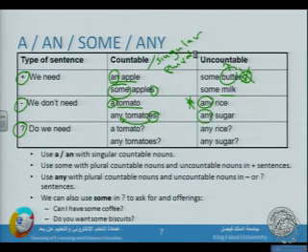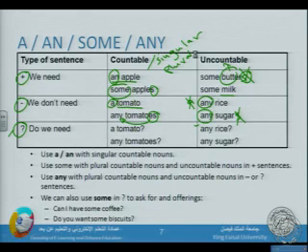We don't need any sugar. You can't say "any sugars". That is wrong, because sugar is uncountable, and uncountable nouns do not admit plural. As for the questions: Do we need a tomato? Do we need any tomatoes? Do we need any rice? Do we need any sugar?